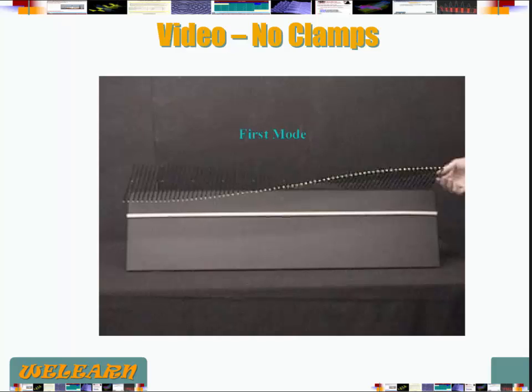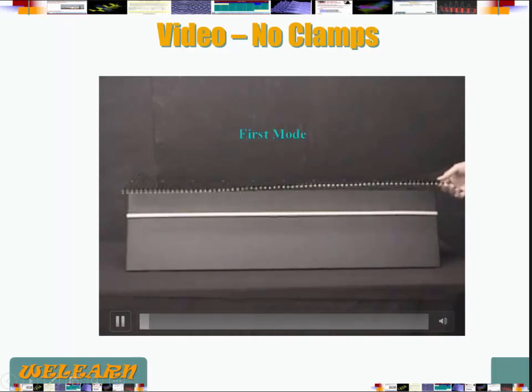Now, what about standing waves when both ends of the device, like what you see here, are free? Not like what we saw before when they were fixed at both ends. So we don't have clamps to hold it here or here. Okay, let's look at this first run-in.